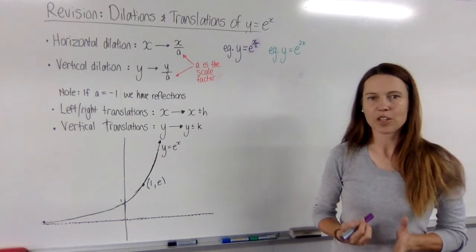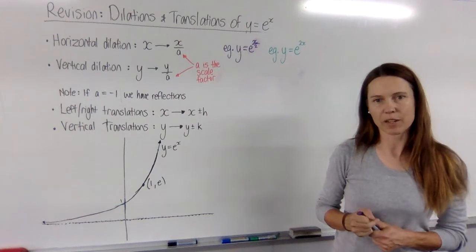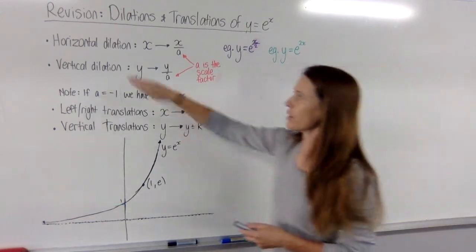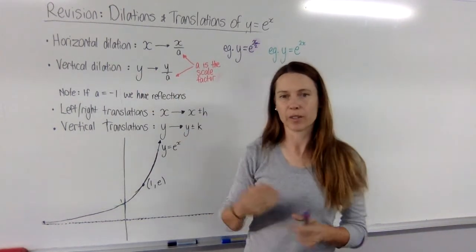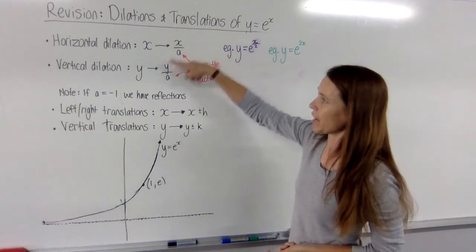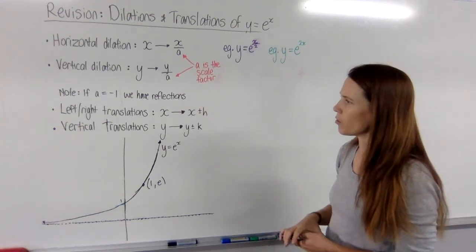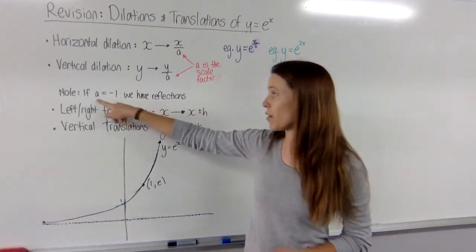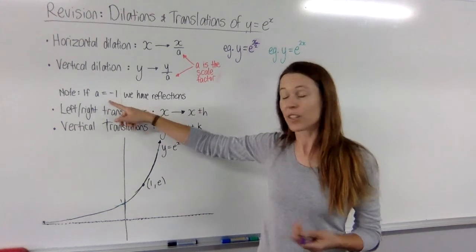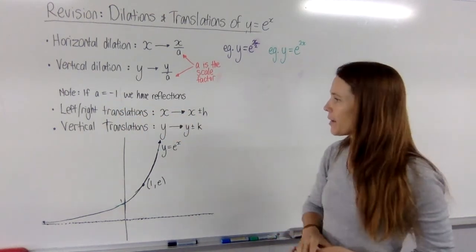Let's start with a quick revision of what we already have learned about dilations and translations of exponential curves. So we can dilate or stretch a curve horizontally or vertically, and we do this by just dividing x or y by a scale factor. We call this scale factor sometimes a or n or something like that. And if the scale factor is -1, that's a dilation that's also known as a reflection because it flips or flops it upside down.